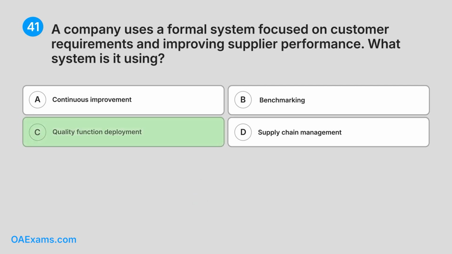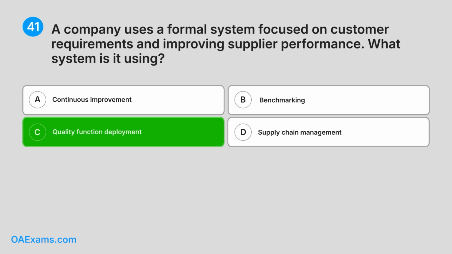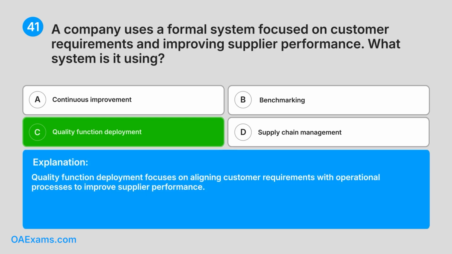Correct answer. C. Quality function deployment. Explanation. Quality function deployment focuses on aligning customer requirements with operational processes to improve supplier performance.